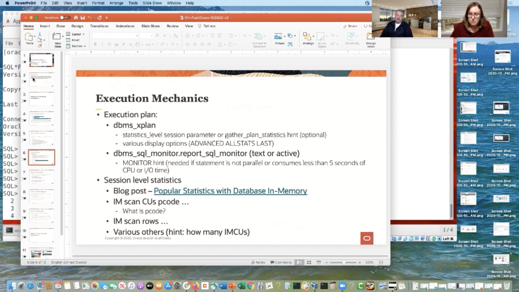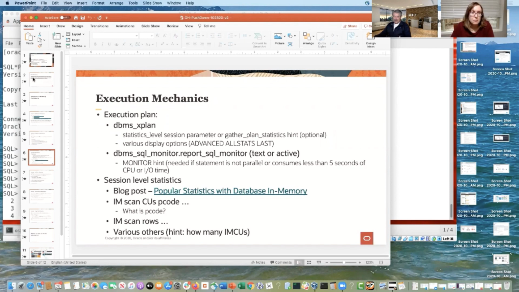So sometimes I'll tell folks that I really need to see a SQL Monitor Active Report to see where time was spent. But if your query is very fast, doesn't do very much I/O or CPU, or is serial and not parallel, sometimes you have to put a monitor hint in. So I just put a hint for that.